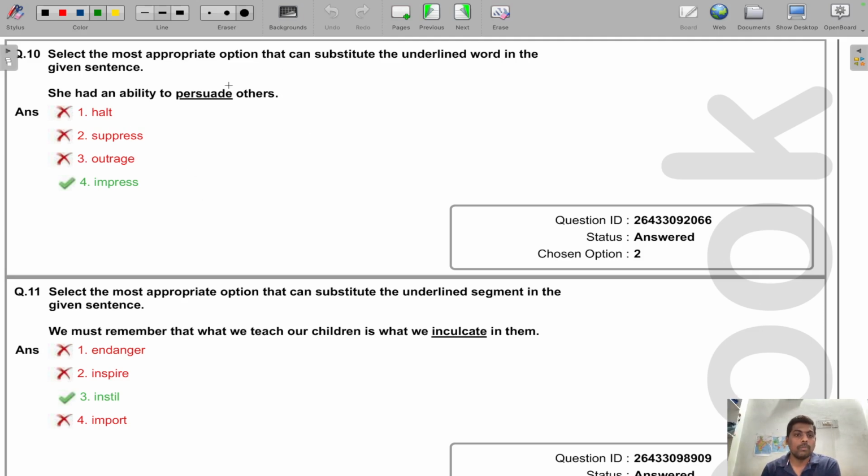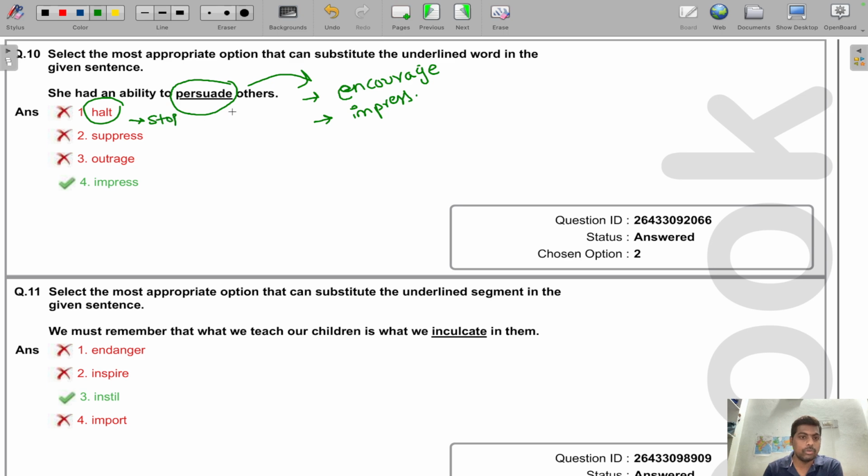So they are asking what is the most appropriate option that can substitute. They have mentioned that she had an ability to persuade others, guys. Persuade means you can say encourage. If you don't know, you can make a note of this one. Persuade means encourage someone or impress someone. Halt means stop, so there is no possibility of it being the answer. Suppress means dominate, so definitely this is not the answer.